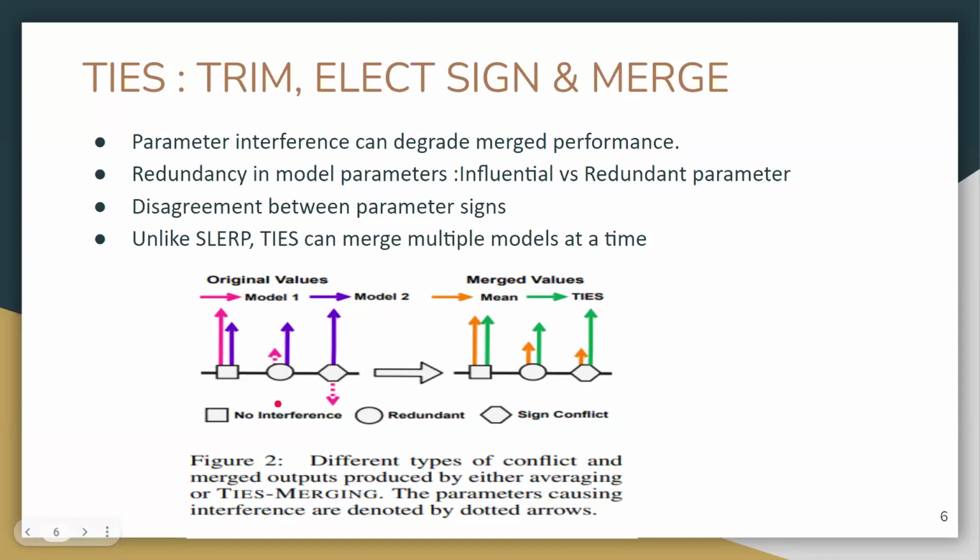See, there are three definitions. One is influential, one is redundant, one is interference, right? So it seems like you're mixing redundant and interference together. So what is the exact definition of interference?